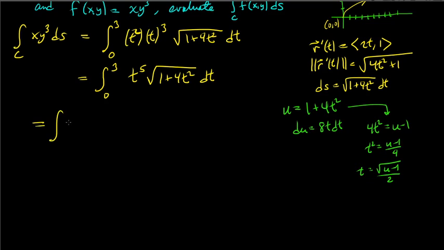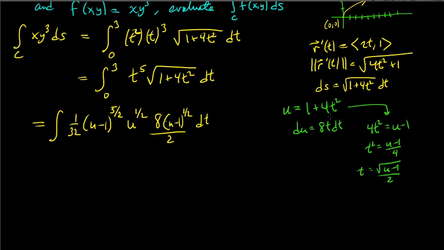So if we raise that to the 5th power, what do we get? We get 1 over 32, and then we get (u minus 1) to the power 5 over 2. And then we just get the square root of u. So we still have u to the 1/2 here. Oh, and du is, yikes, 8 times t. But t is going to be another (u minus 1) to the 1/2 over 2. And then dt.